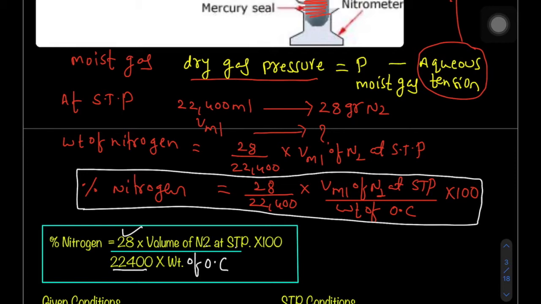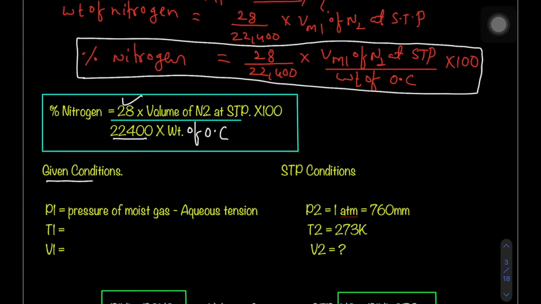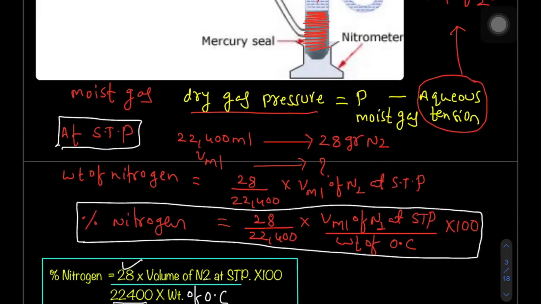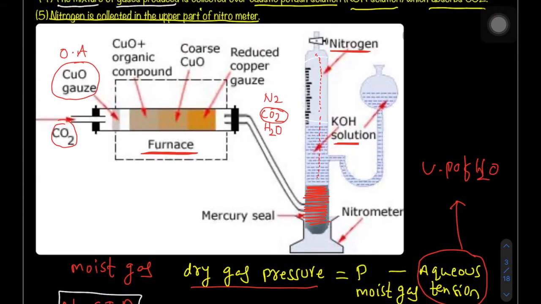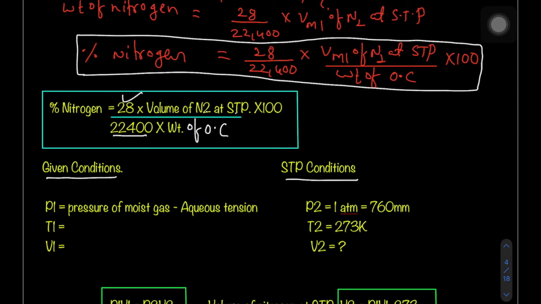Now this is very simple, because if STP conditions are mentioned in the question, it is very easy to solve the numerical. But let's suppose the given conditions are not STP conditions. Let's suppose what is the pressure of the nitrogen gas? Moist pressure minus aqueous tension. Temperature we know, volume we know. Here we can measure the volume of nitrogen gas. Temperature, let's suppose room temperature, we know.